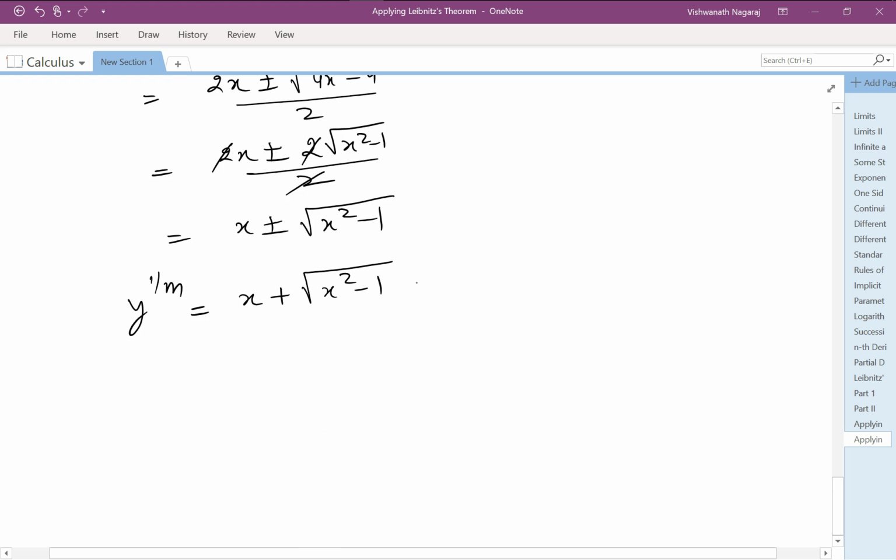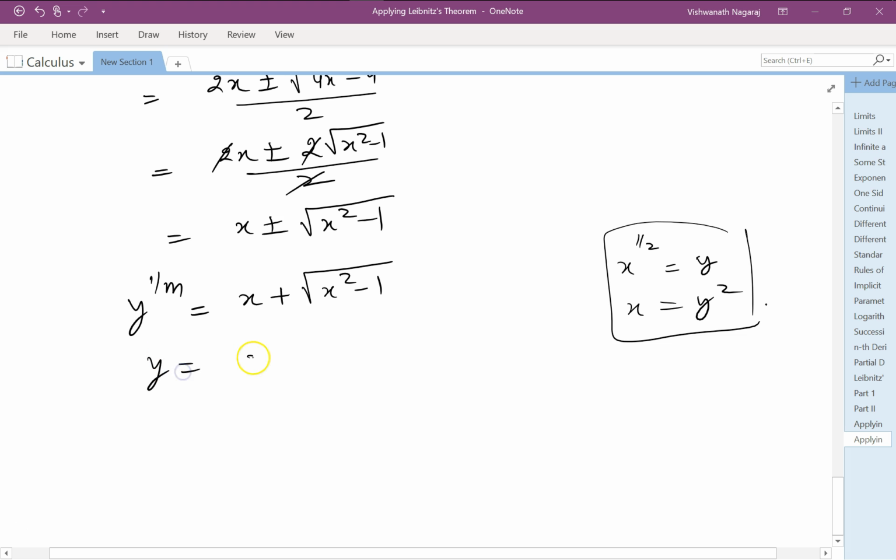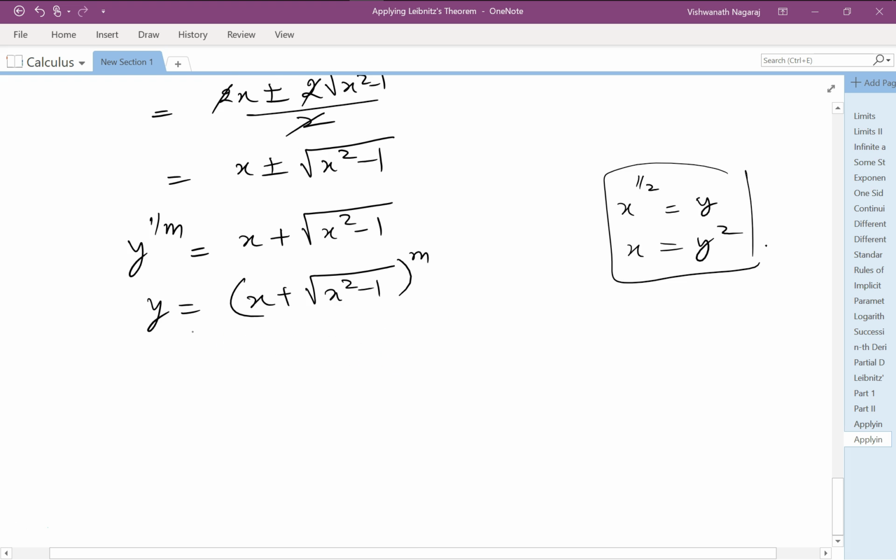Now we want y equal to, so the 1 by m in the exponent will become m here. Right? So remember, just like x to the power of 1 by 2, if we take it to the other side, it will become y square. So similarly here, y is equal to x plus square root of x square minus 1 to the power of m. We have it in y equal to form. So now we can differentiate it.